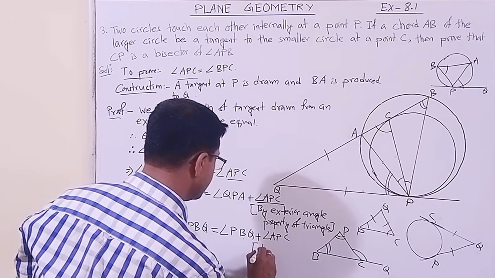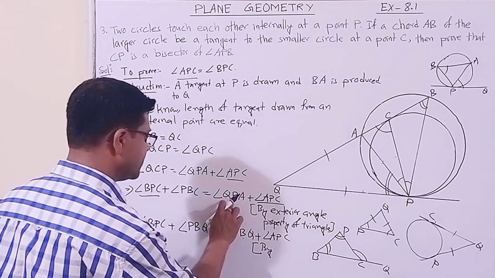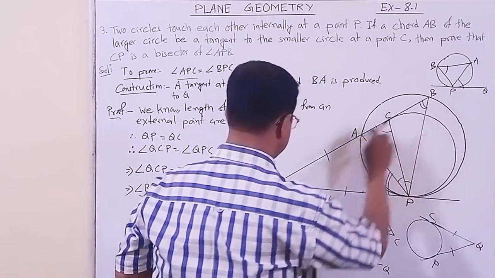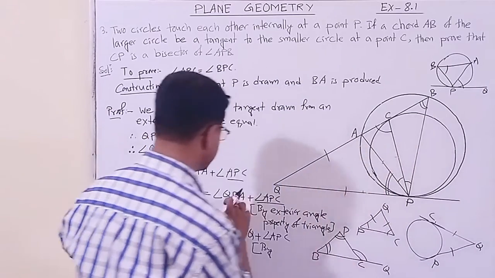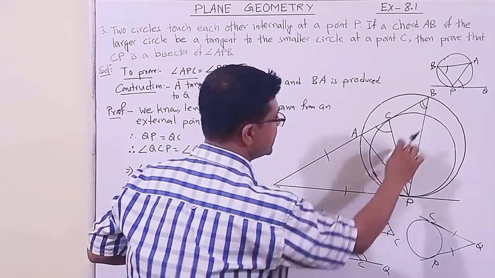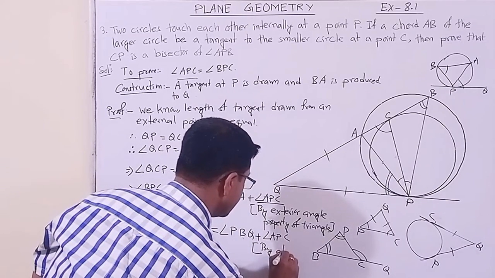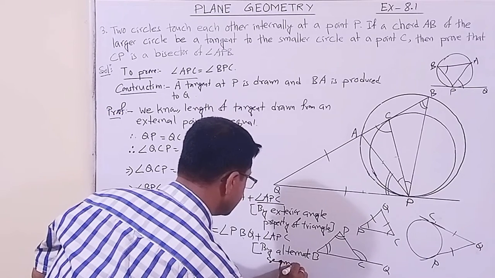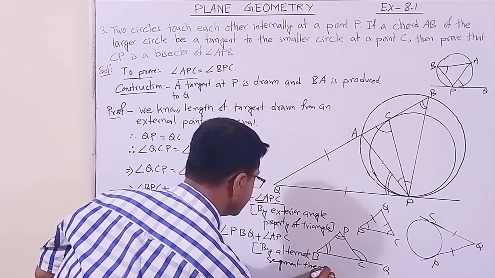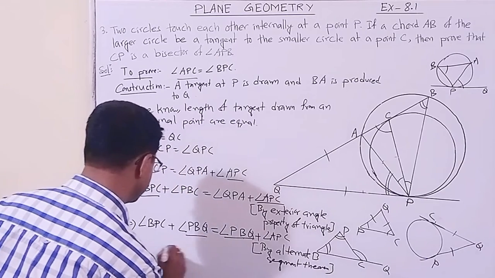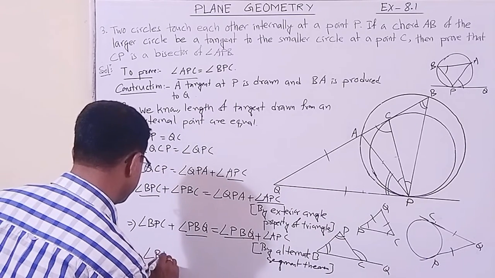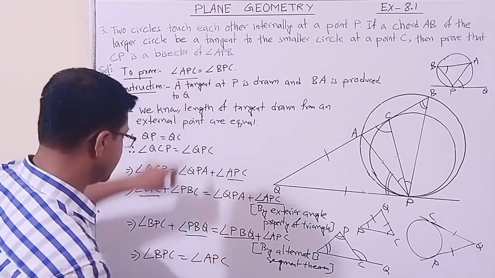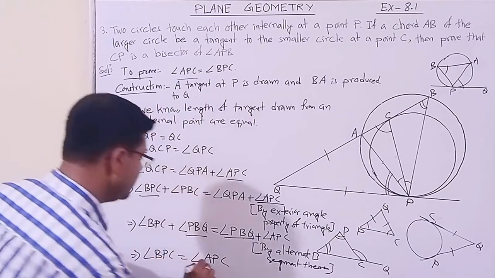What is the reason? In place of this angle we have written PBQ. Again I repeat, PBQ. Why have we written it? Because these two angles are equal. In place of angle QPA, this angle equals this angle, by the alternate segment theorem. What do you do? From both sides you remove these two. Angle BPC equals angle APC. We were supposed to prove that angle APC equals angle BPC. Thus we have proved it.